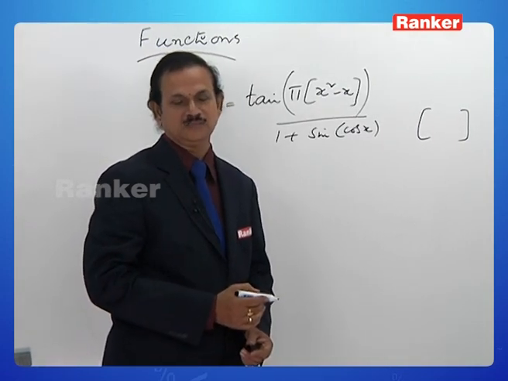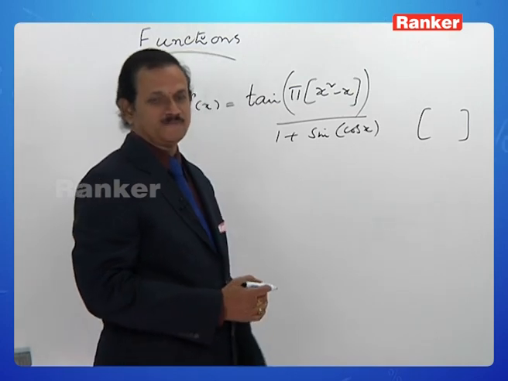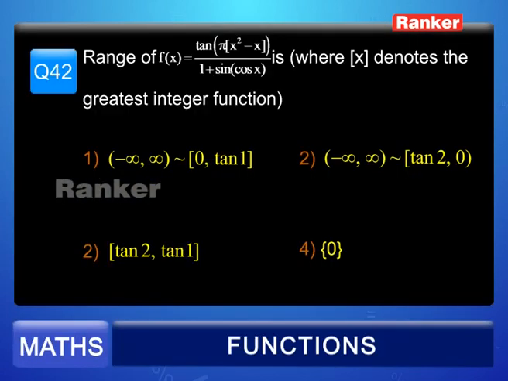Well, the first option given is open interval minus infinity to infinity minus closed interval 0 to tan 1. The second option is open interval minus infinity to infinity minus closed interval tan 2 to 0, right open interval. The third option is closed interval tan 2 to tan 1, and the last option is just the singleton set containing 0. Let us see.